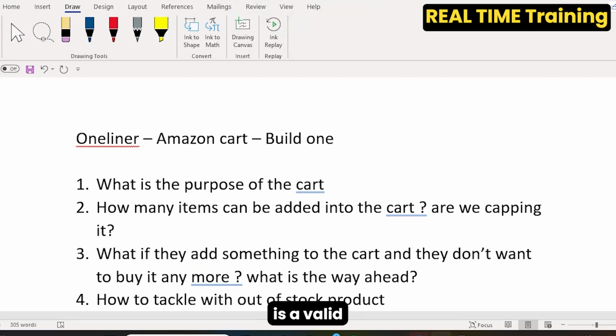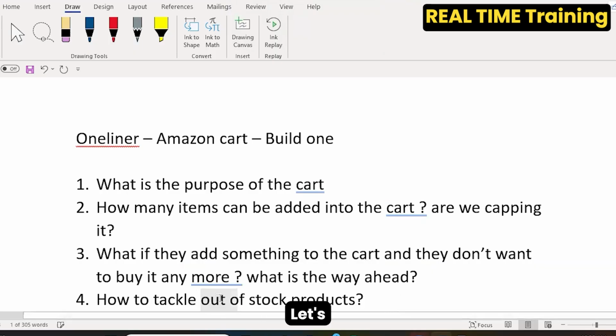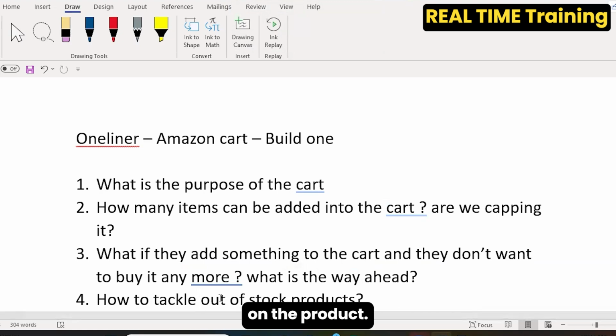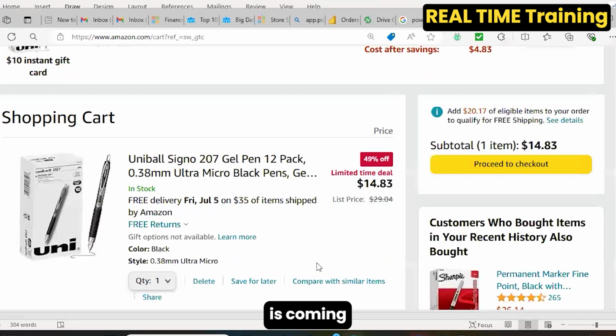Okay, so the fourth question is a valid question, whoever asked it: how to tackle out of stock products. That is something that they'll give. Let's display an error message. Let's tell them it is out of stock. Let's display an out of stock label on the product. Then they'll say do this, do that. So the fourth question is the right question. What else is coming to your mind?